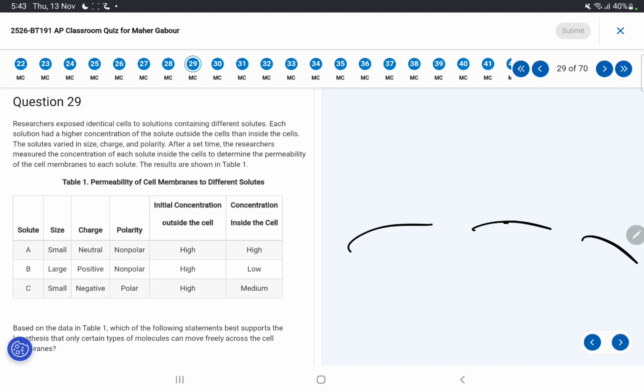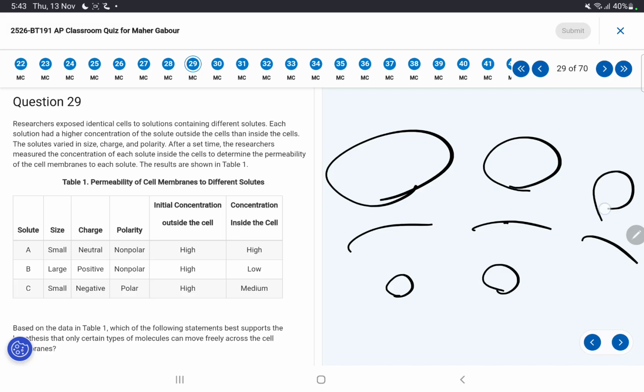Okay, each cell has a higher concentration of solute outside than inside. So we have a higher concentration of solute outside than inside in all three cases. Okay, how do I know that there are three cases? They're literally giving it to me, three cases here. Okay, whatever.